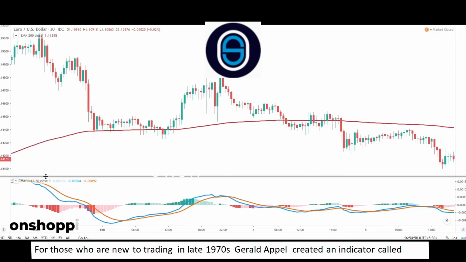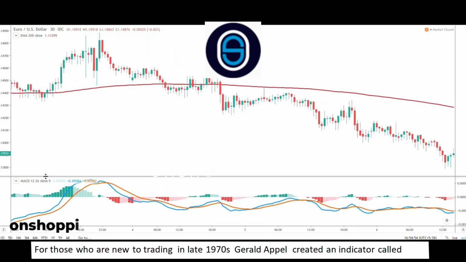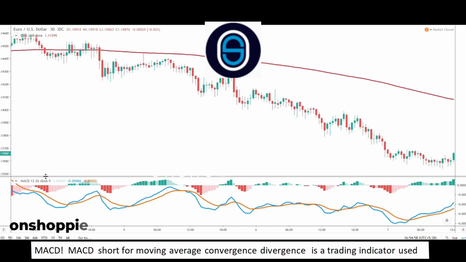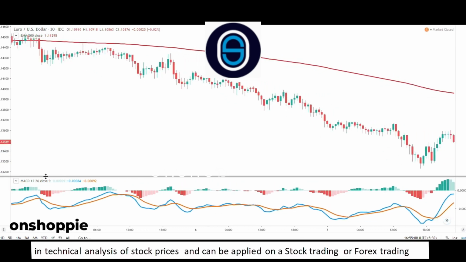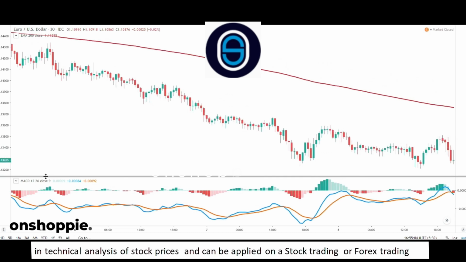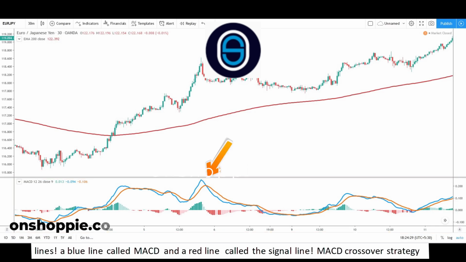In the late 1970s, Gerald Appel created an indicator called MACD. MACD, short for Moving Average Convergence Divergence, is a trading indicator used in technical analysis of stock prices, and can be applied on a stock trading or forex trading chart. This is what the MACD indicator looks like. By default, the MACD indicator will come with two lines. A blue line called MACD, and a red line called the signal line.